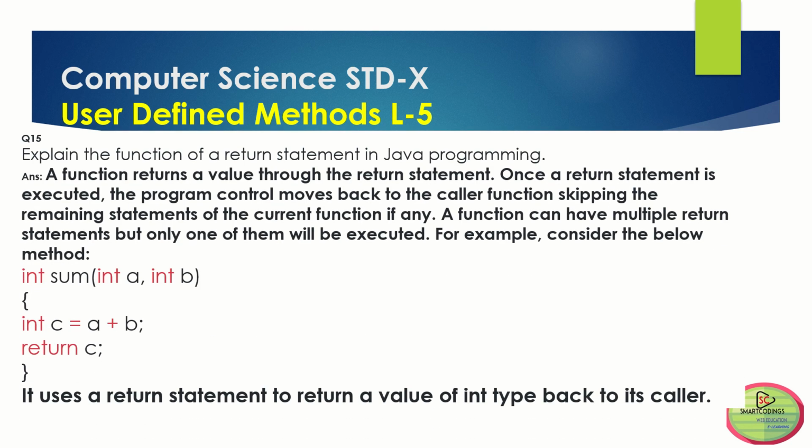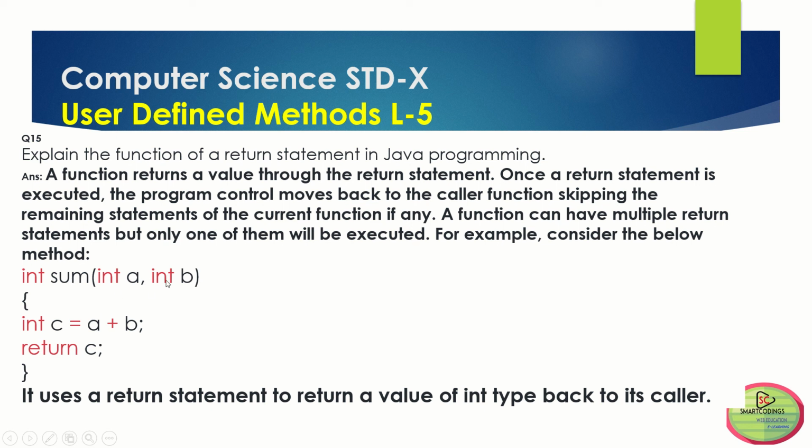Next is question number 15. Explain the function of the return statement in Java programming. A function returns a value through the return statement. Once a return statement is executed, program control moves back to the caller function, skipping the remaining statements of the current function, if any. A function can have multiple return statements, but only one of them will be executed. You can see the example over here.